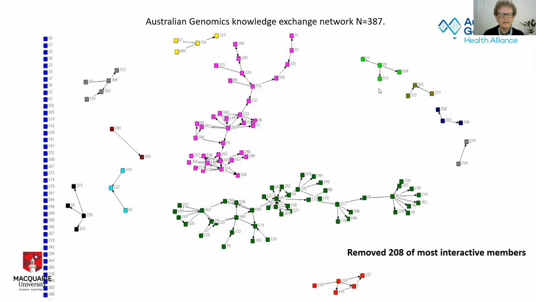We had to remove 208 people out of the 387 before the network finally fragmented and fell apart. So the Australian genomics learning community is resilient, and it is not relying on just a handful of individuals to maintain that learning community.